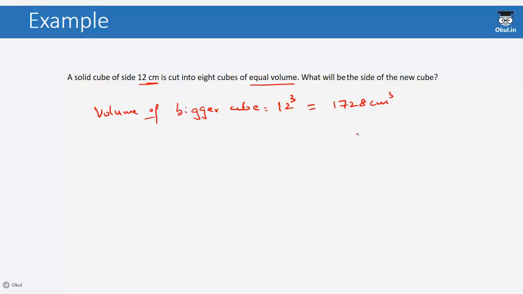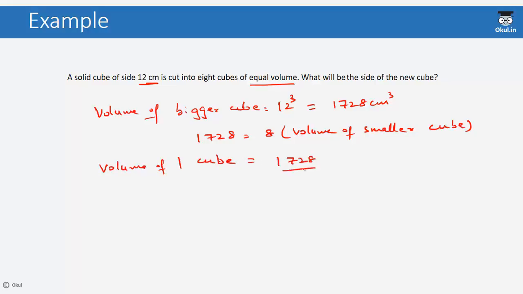and this is equal to 1728 centimeter cube. Now since this whole cube is being divided into 8 cubes of equal volumes, we can divide this volume into 8 parts. When we do that, we get the volume of one little cube. So 1728 is equal to 8 times the volume of the smaller cube that we have cut. So the volume of the smaller cube is equal to 1728 divided by 8, and this is equal to 216 centimeters cube. This is the volume of the one little cube.